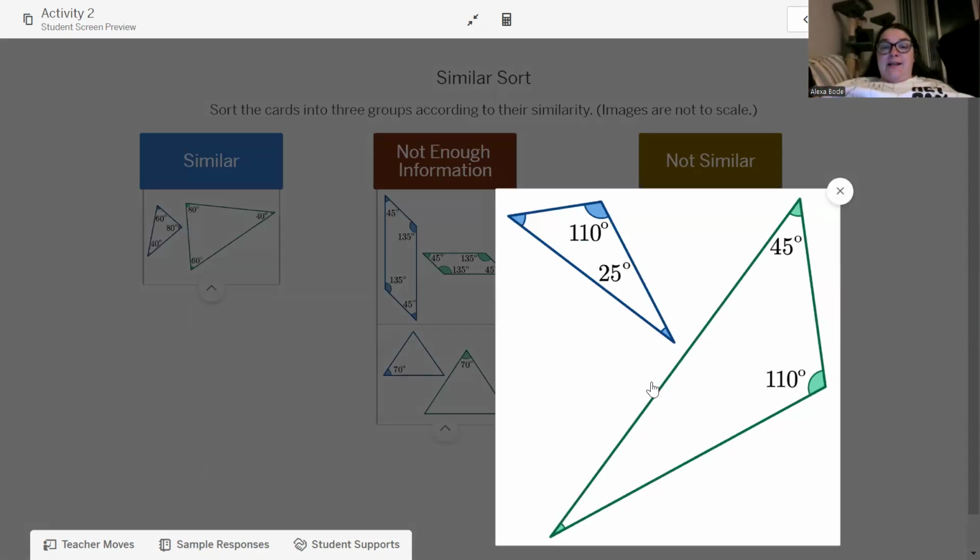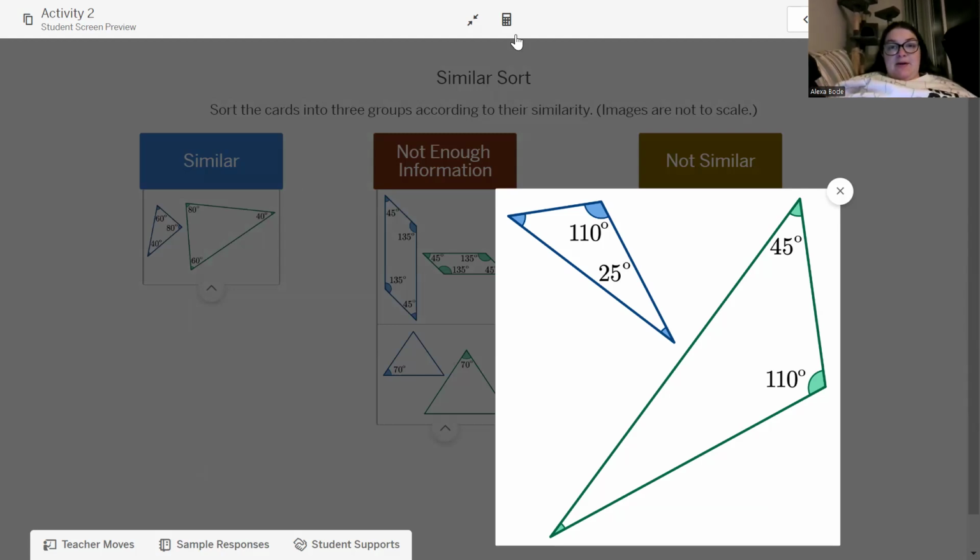Okay, and then our last one here. This one you have to do the math for. Don't be lazy and just look at it. Don't be like, oh, one's 25, one's 45. You have to do the math. So we know triangles have to add up to 180. So 110 plus 25 is 135. So you would have to figure out 135 plus what gives you 180 to figure out this one. On this triangle, you have 110 and 45. So that's 155. So 155 plus what equals 180 for this one.